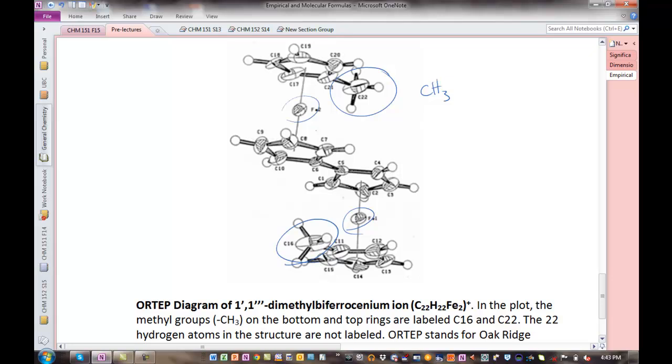So this is what's called an ORTEP diagram. And you get a lot more information than just this diagram. You get all the bond lengths, you get the bond angles, you get all this really cool stuff when you get this crystal structure done of your molecule. Really pretty neat.